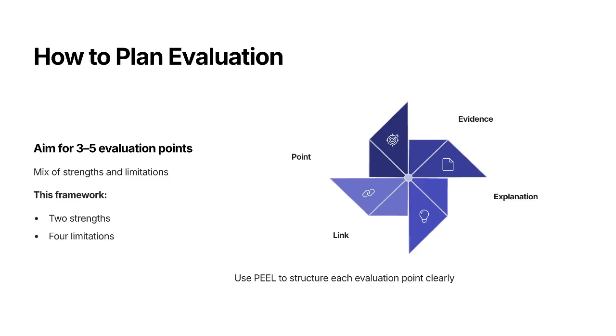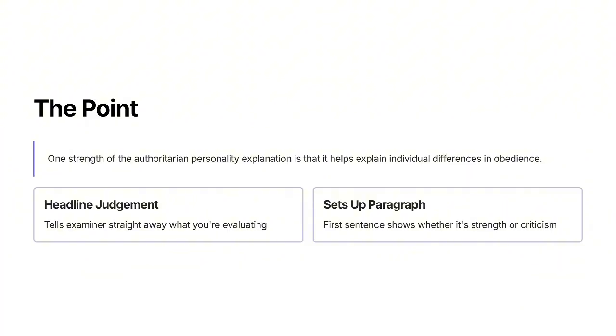Step 6. How to plan evaluation. You should aim for 3 to 5 evaluation points, ideally a mix of strengths and limitations. In this particular essay, our framework is 2 strengths, 4 limitations. When you evaluate, use this simple structure: PEEL. Point, evidence/explanation, and link, so what. The point: this is your headline judgment. It tells the examiner straight away what you are evaluating.